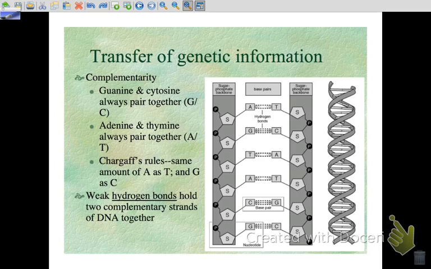Ready? Can we stop for a second? If I have 22% adenine, I want to know how much guanine do I have? So think about it. Raise your hand only if you think you can walk me through the process so I can put it up here. If I have 22% adenine, how much guanine do I have?